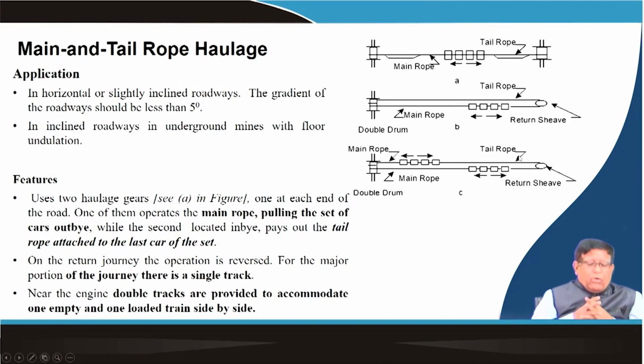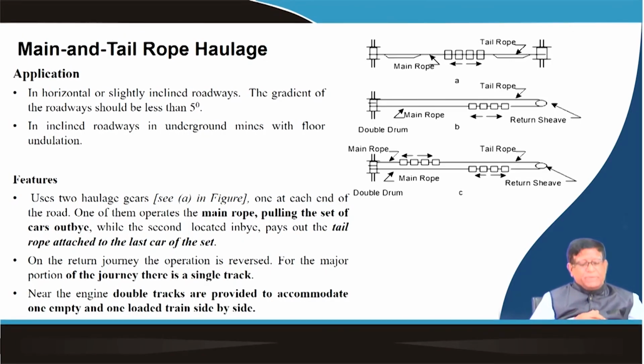Now, one of them operates the main rope pulling the set of cars outby, while the second, located inby, pays out the tail rope attached to the last car of the set, and it will be going over here. So, we are having this main and tail rope. On the return journey, the operation is reversed.